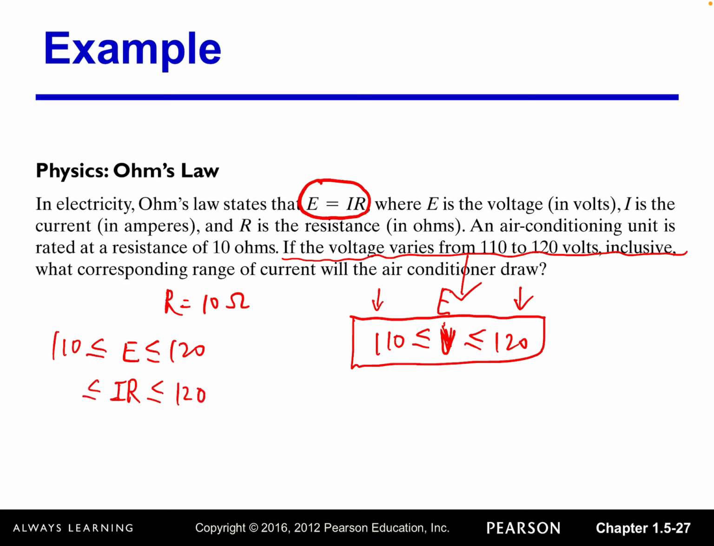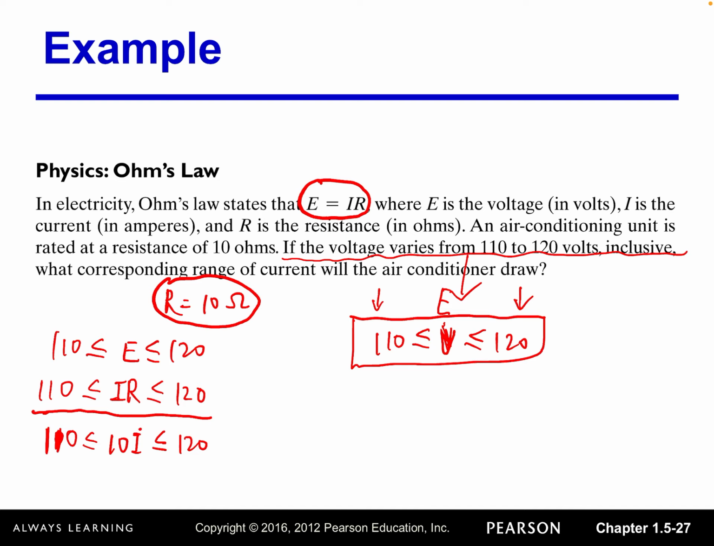So I can just replace, since E is equivalent to current times resistance. So I can write into this, right? That's the updated combined inequality. Now we know R is given equals 10 ohms. So we can update the R value, okay? So that's 10 times I. I is represent the current, should be between 110 and 120 inclusive.